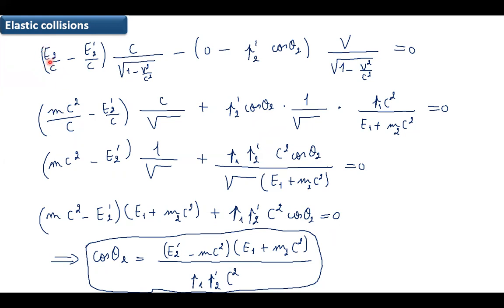The rest energy E2 is MC squared, so over C minus E prime 2 over C, C over the radical, minus times minus is plus P prime 2 cosine theta 2 times 1 over the radical, and we replace V by its value, so it's PC squared over E1 plus E2, that is M2 C squared, that is equal to 0.